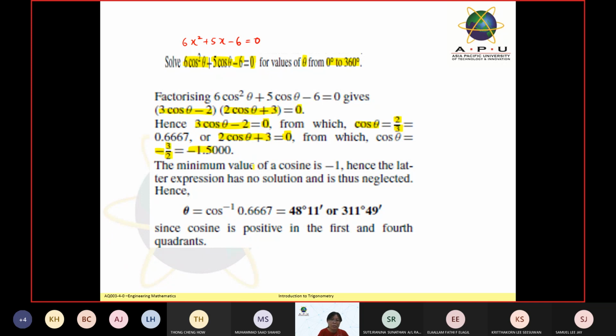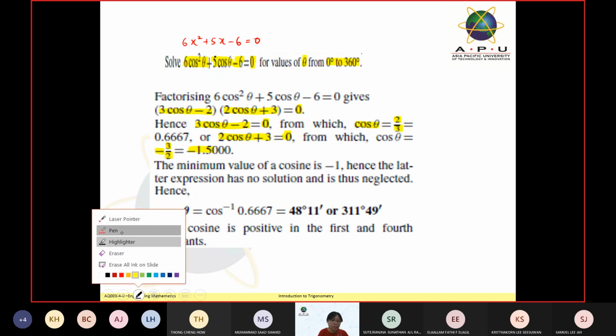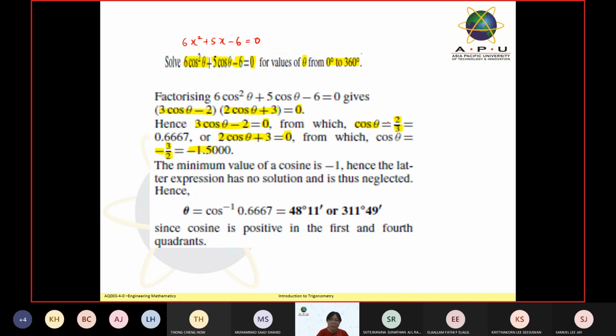Now how do we actually solve for these values? Let's start with cos theta equals 2 over 3. When we find the inverse cos of 2 over 3, what do we get?